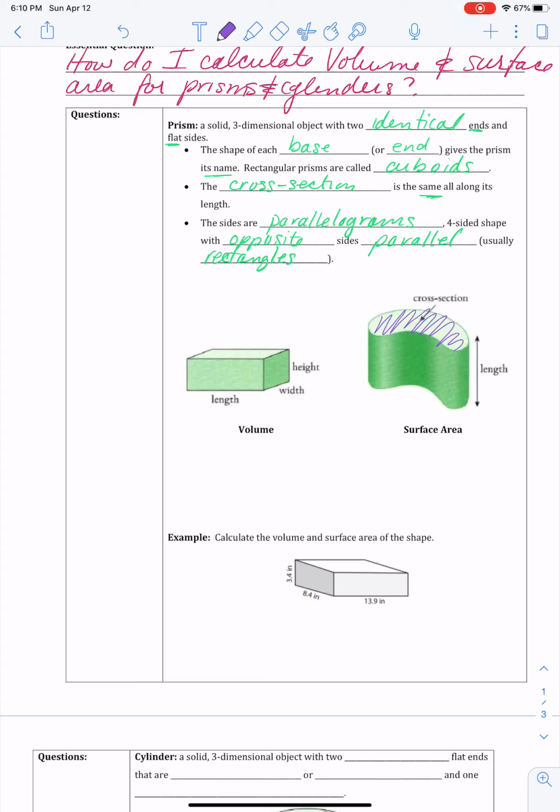So to find the volume of prisms and cylinders, we do the area of the base times the height, V = A × h. Notice A is a capital letter, where A equals the area of the base. You will either have to calculate that or it will be given to you. And h equals the height, or the distance between the ends.